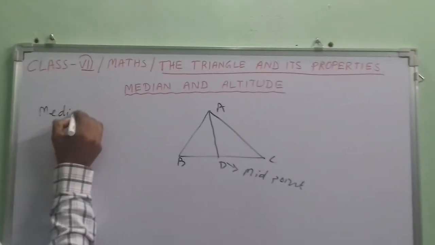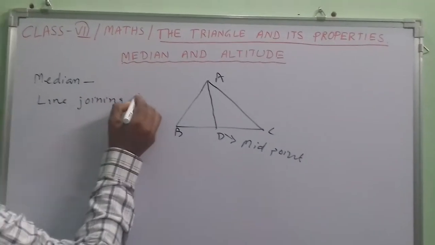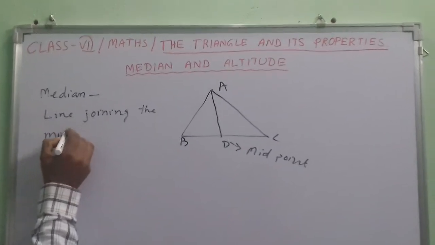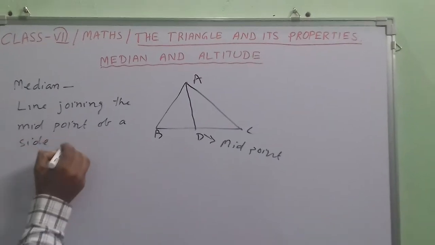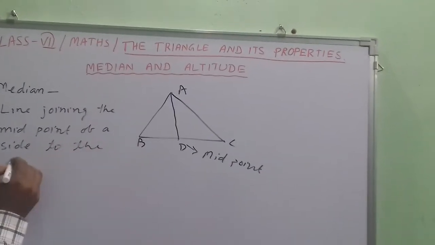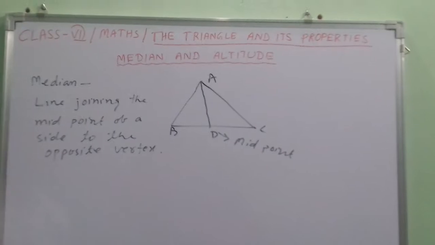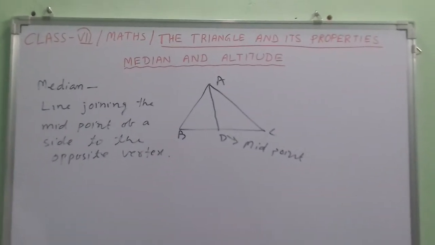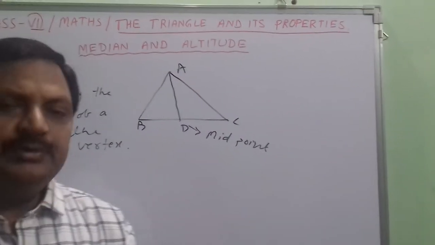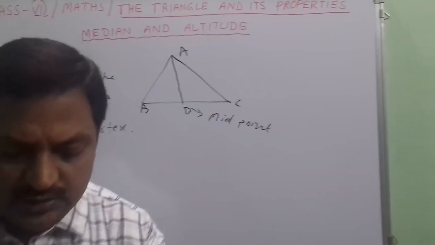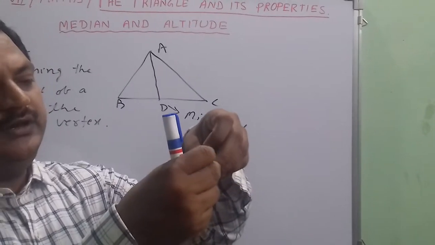So median is the line joining the midpoint of a side to the opposite vertex. Okay, so it is the line joining midpoint of a side to the opposite vertex. That means there are 3 sides of a triangle, so we can find 3 medians. I have done with this side.